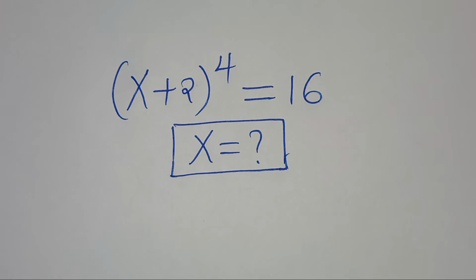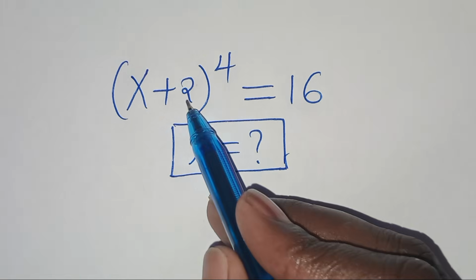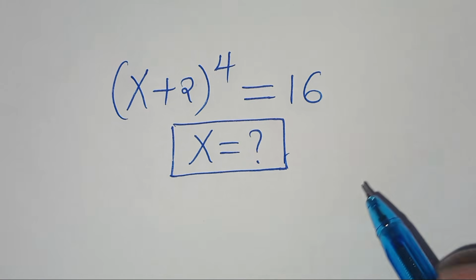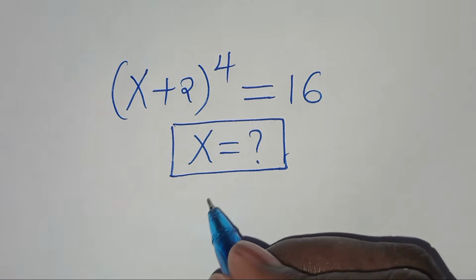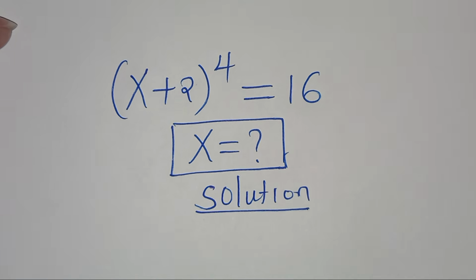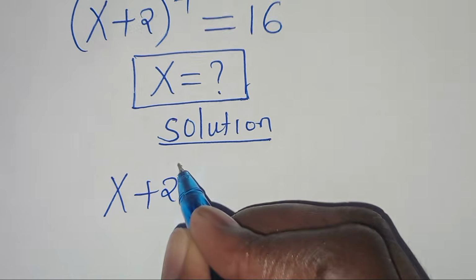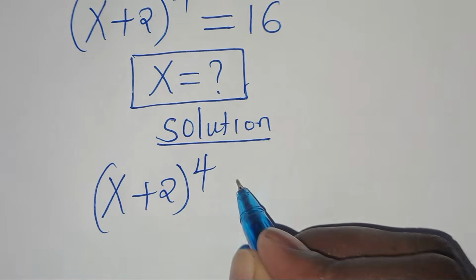Hello everyone, you're welcome to solve this nice algebra problem, which is (x + 2)^4 = 16. So what are the values of x? Now let's provide a solution from here. We have (x + 2)^4 = 16.